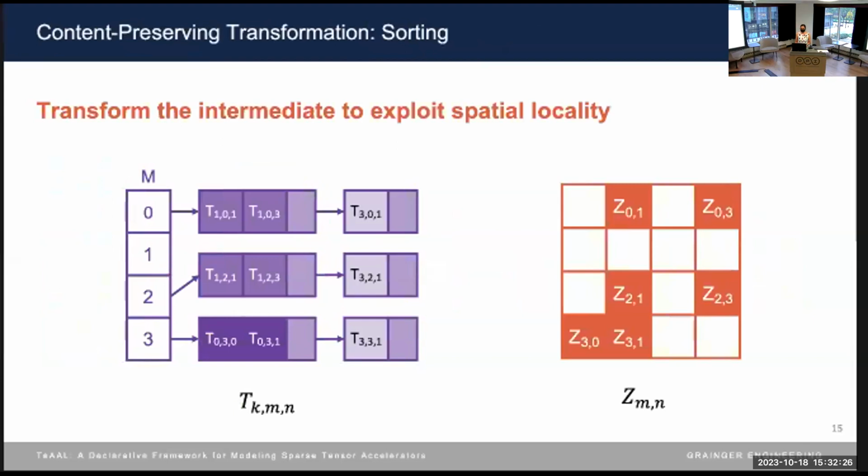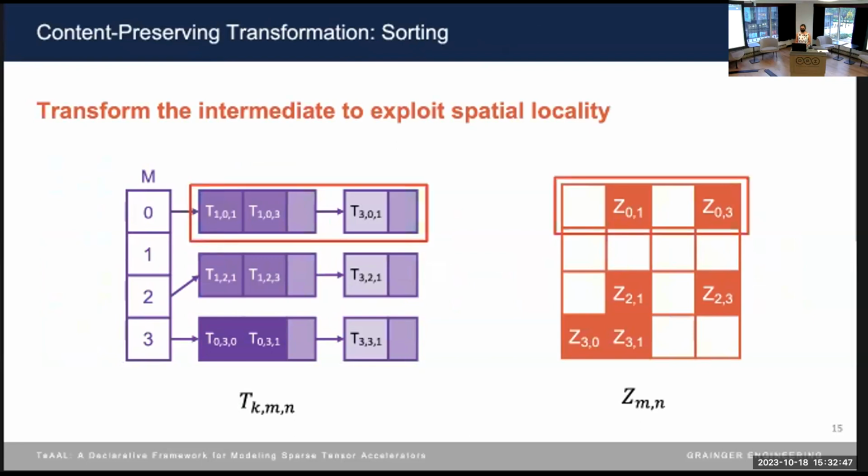To exploit spatial locality, outer space would like to read its partial products in the order they are laid out in memory. We call this a concordant traversal order. Outer space forms the T data structure by placing in a given linked list all partial products that will correspond to the same row in the output, or in other words, have the same M coordinate.